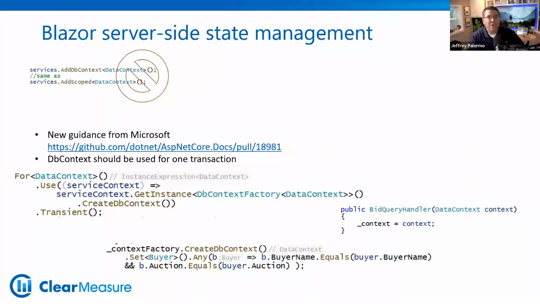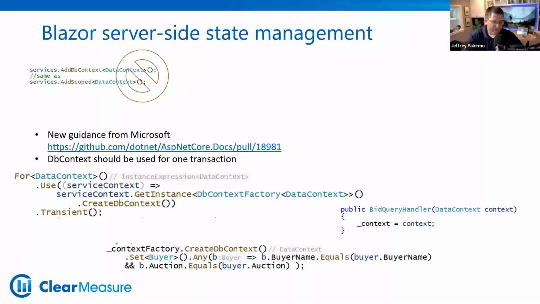Normally, Entity Framework likes to be scoped, and so when you say add DB context, it's the same thing as calling add scoped for the life of a web request. For web applications and web services applications, that's what you want for Entity Framework so that it can use the same amount of caching for the life of a web request. But this doesn't work for the life of a user session, where a user session can be days long.